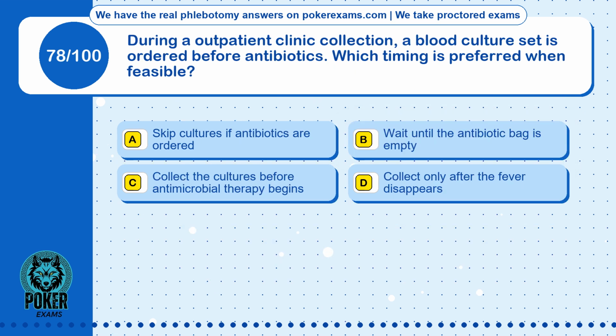Question 78. During an outpatient clinic collection, a blood culture set is ordered before antibiotics. Which timing is preferred when feasible? Option A. Skip cultures if antibiotics are ordered. Option B. Wait until the antibiotic bag is empty. Option C. Collect the cultures before antimicrobial therapy begins. Option D. Collect only after the fever disappears.